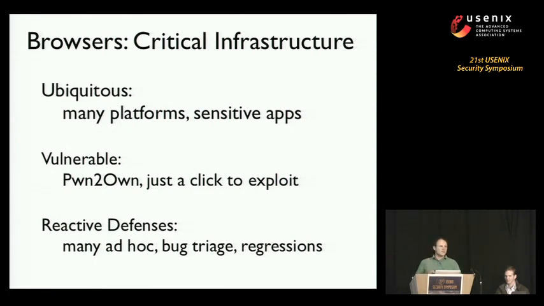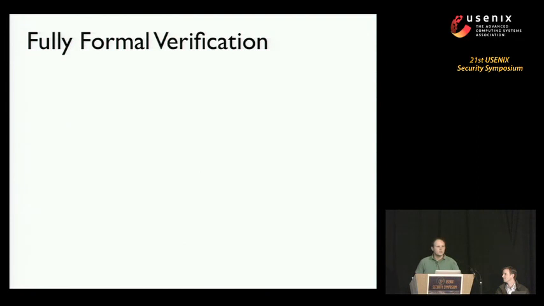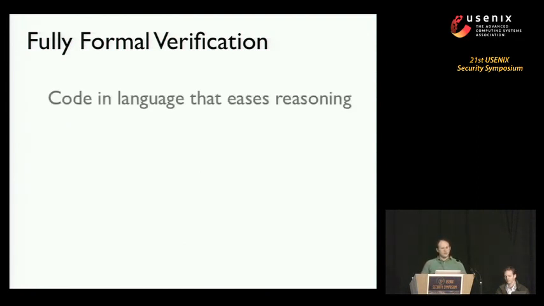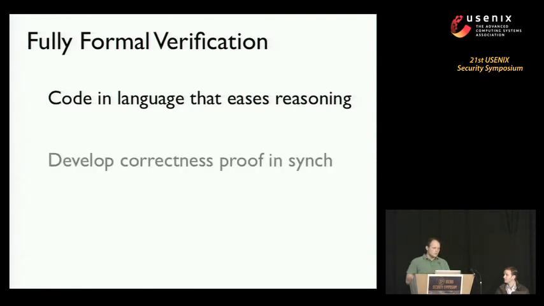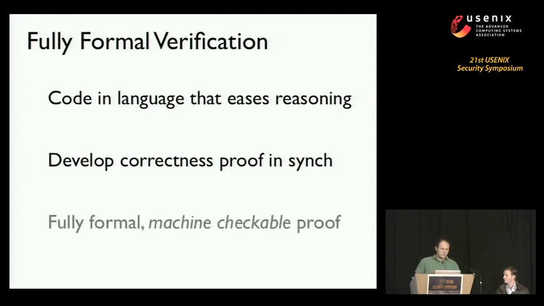Now, there is one technique which can guarantee the absence of these sorts of errors and hopefully break the cycle, and that's fully formal verification. So for people who aren't familiar with it, fully formal verification consists of writing your system in a language that eases reasoning. It's easy to formally reason about your code. And then you simultaneously develop a formal correctness proof that shows your code has no bugs. Now, when you do this, what you get is a fully formal, machine checkable proof.